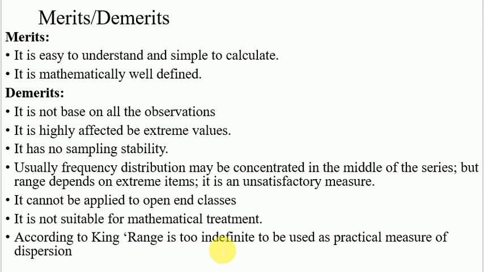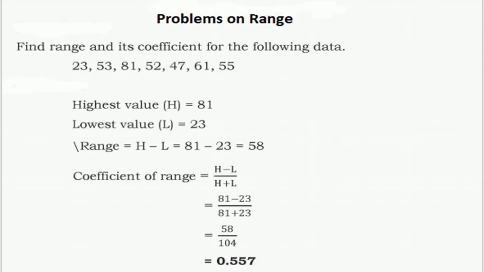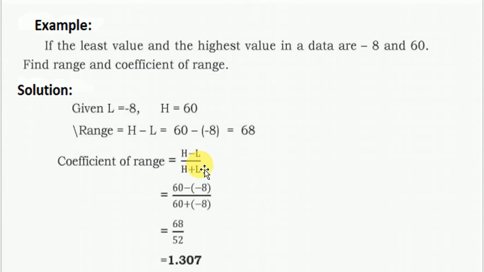It is too indefinite as a practical measure of dispersion. It is used in industries for statistical control, for stock and share price variation, and by the meteorological department for variation in temperature. So that's all about the range. It is a very simple method of calculation: the range is highest minus lowest, and the coefficient is highest minus lowest divided by highest plus lowest.